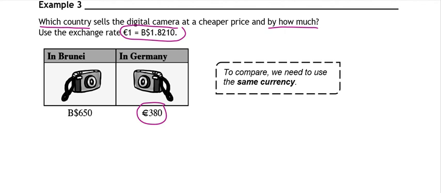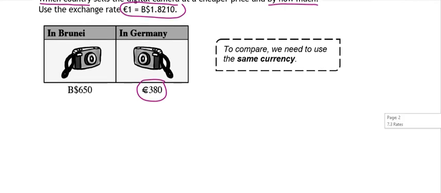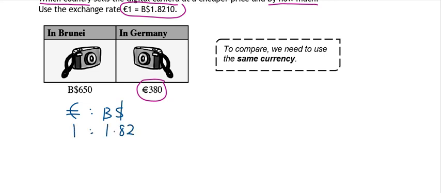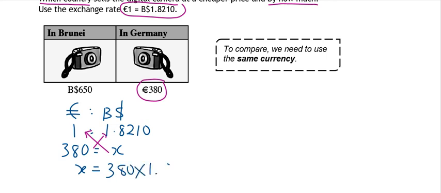So let's start with, okay, giving some space. So you have the rate ready. You can see your rate. So you know that 1 euro is Brunei dollar 1.8210. And the second line, 380 euro equals what? So here, same working. You have to cross multiply. So here you will get x equals 380 times 1.8210. Okay, just ignore the 0.